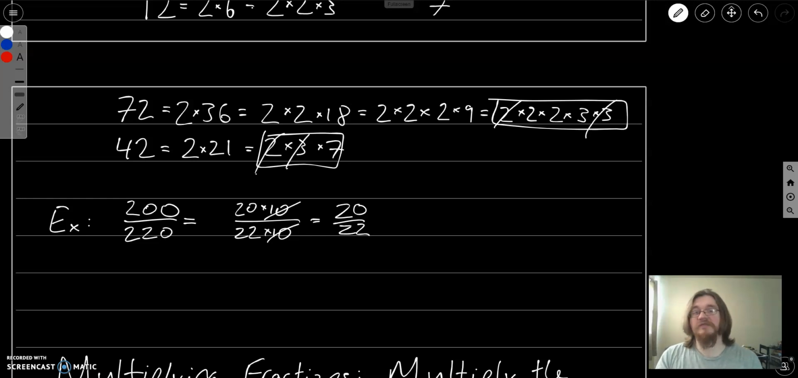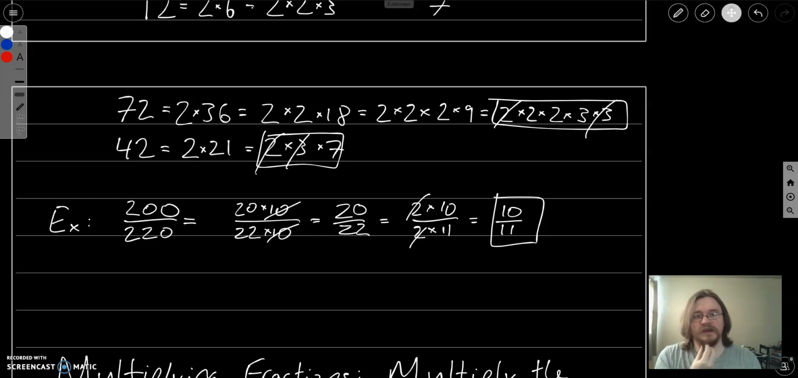Both the top and bottom are even numbers, so I can divide them both by 2. The top is going to be 2 times 10. The bottom is going to be 2 times 11. So I can cancel the 2 out, and I'll get 10 divided by 11. 10 is going to be 2 times 5. 11, I can't divide 11 by anything, so I can't cancel anymore because I can't cancel the 2s and 5s on top with the 11 on the bottom. So this is reduced.